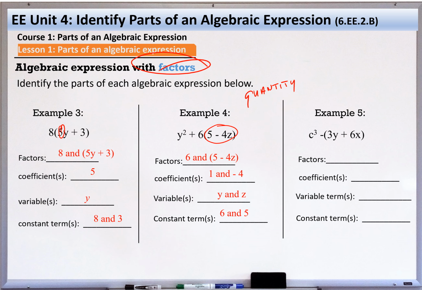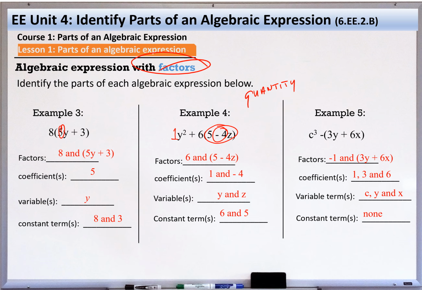1 is the coefficient for my y squared term, and negative 4, remember to keep this sign, is the coefficient for my z term. My variables in this problem are y and z, and my constants are 5 and 6, not attached to a variable. Number 5 is a little bit tricky.